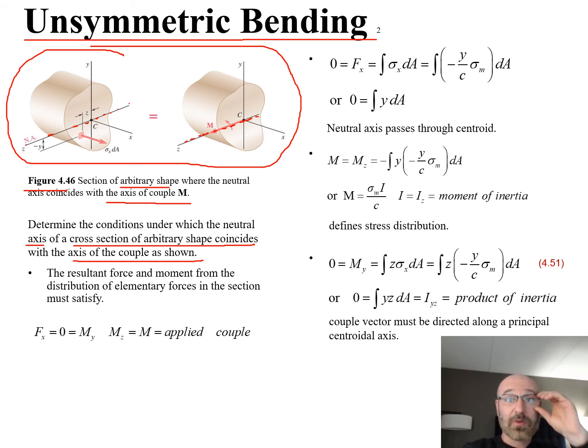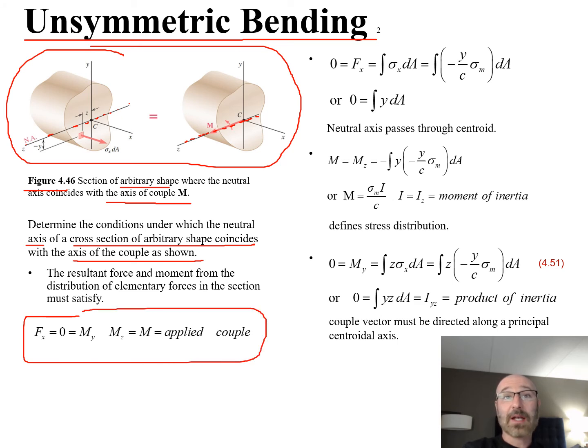Well, first let's take a look at the resultant force and the moment from the distribution of the elementary forces in the section. They must satisfy the relationships we see here. Our F sub x is equal to 0, which is equal to our M sub y. We also see that our M sub z must be equal to M, our applied couple. So these are the elementary forces in the section, and they must satisfy these relationships. Here's our individual force element, our sigma x dA, across the area of that small element, and our sigma x there.